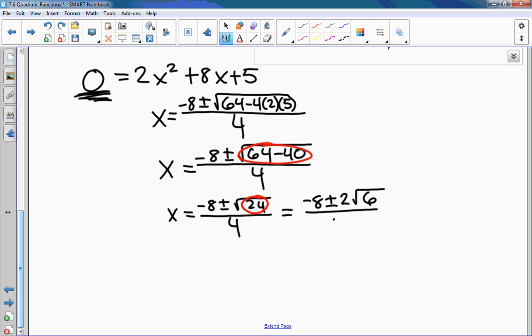And here they are. Let's simplify that a little bit, though. We'll divide every number by 2. We get negative 4 plus or minus the square root of 6, all over 2. And there are our 2 x-intercepts.